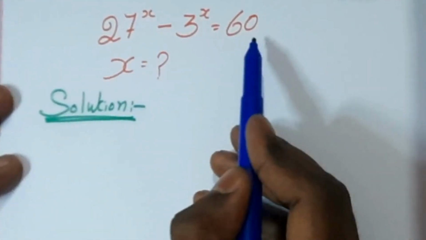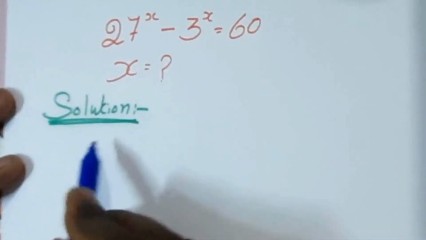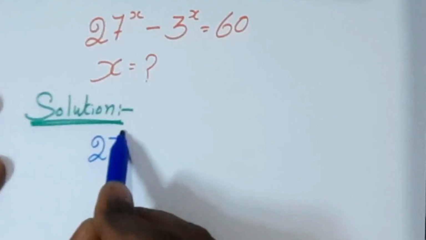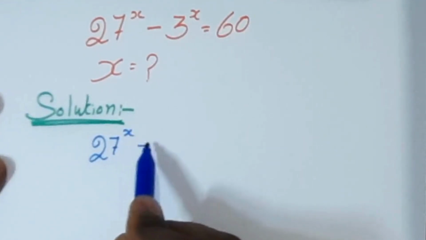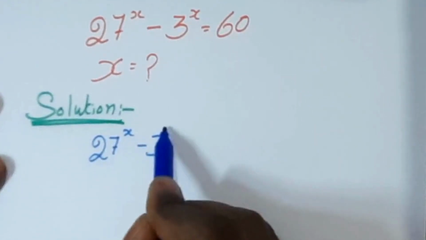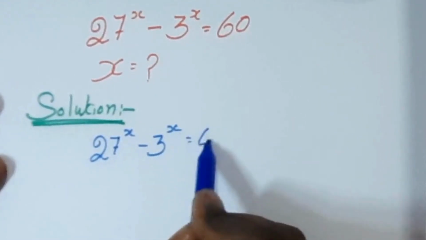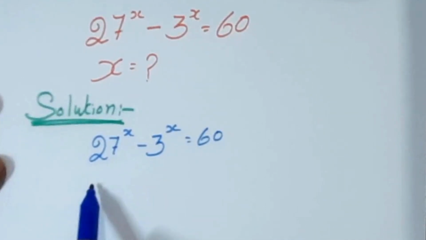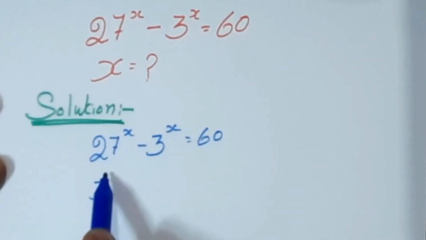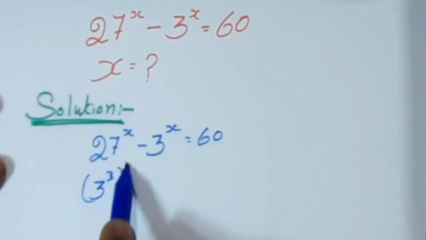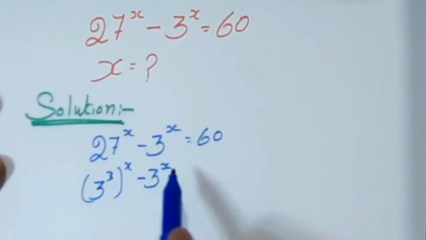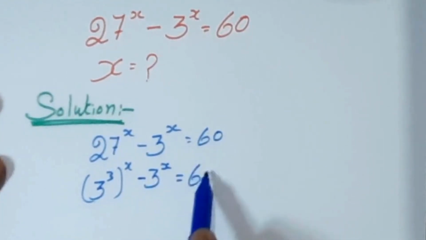Today we are going to find the x value from this equation. The equation is 27 to the power of x minus 3 to the power of x equal to 60. Now we are going to change this 27 as 3 to the power of 3, whole power x, minus 3 to the power of x, minus 60.